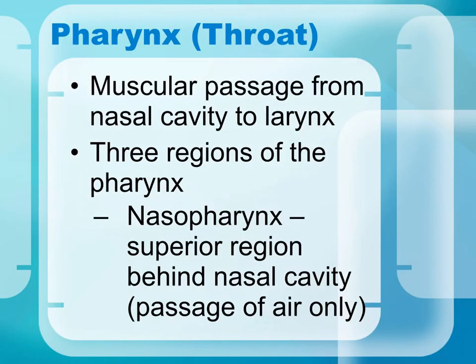Pharynx is the throat. It is made up of 3 portions, and it is a muscular passageway, and it aids in the passage of food, water, and air, and also it aids in swallowing. There are 3 regions of the pharynx. The most superior or upper portion is called the nasopharynx, and it is only a passage for air, nothing else. And it is the space behind the nasal cavity.